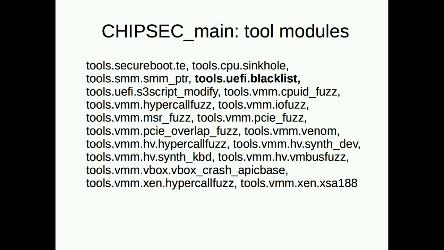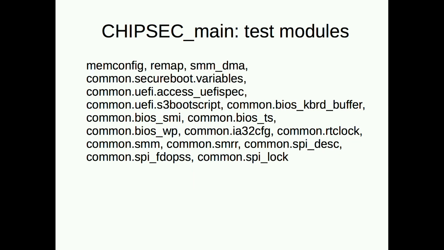So tool modules, almost all of these are tests. Let's see. Most of these are tests. The one in bold there, blacklist, that's a tool that you might run separately. Most of the rest of these are tools that security researchers would run. Only a handful here you'd run as an administrator or a user. Blacklist is one of those in this set. These are the ChipSec main tools. These are all the tests that it runs. The other ones are tools you can run. Most of the tools you're not going to run, but you would care about the one called blacklist.